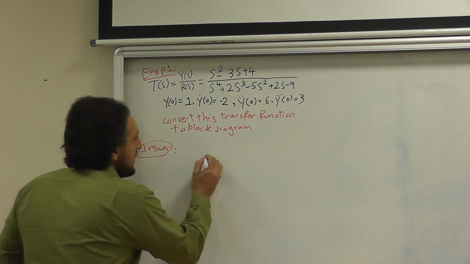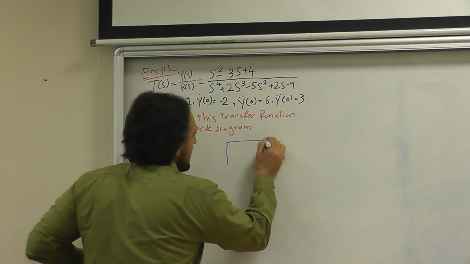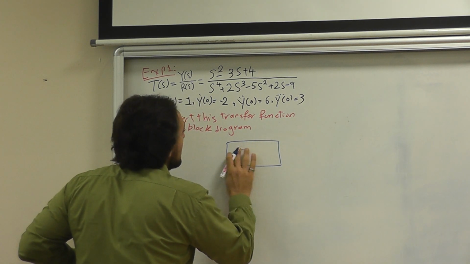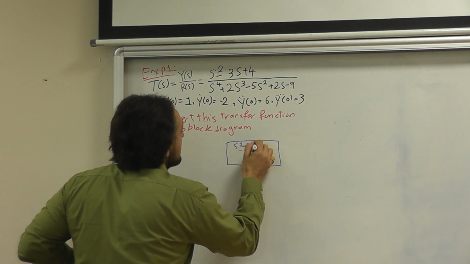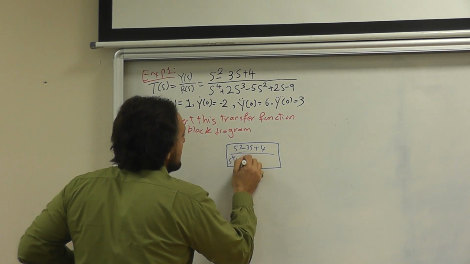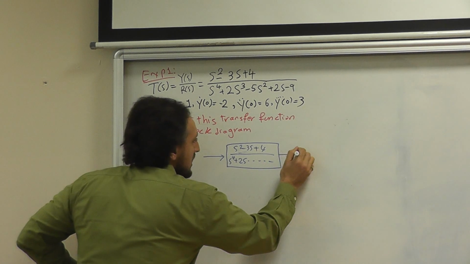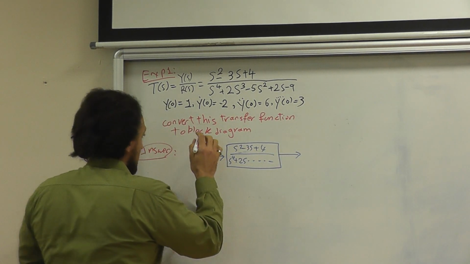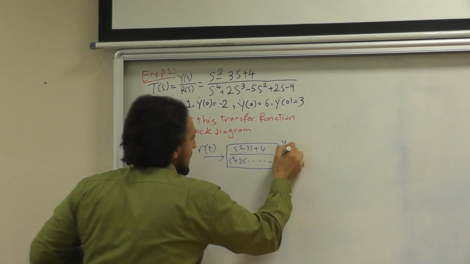So it means it consists of this is s squared minus 3s plus 4 over s4 plus 2. Okay, I mean you can compare this is. So it is R3 and Y.